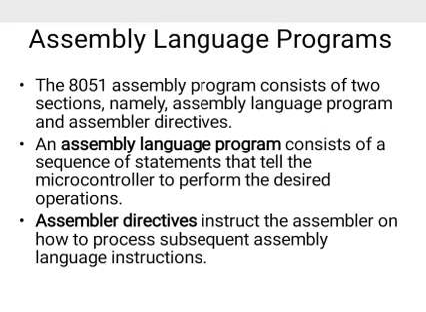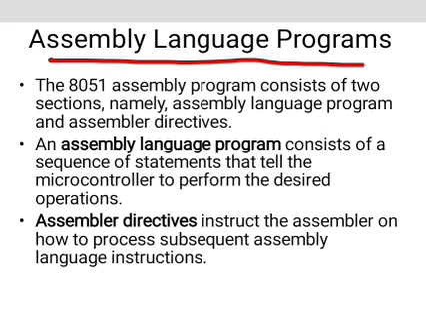Next, assembly language programs. The 8051 assembly program consists of 2 sections, namely assembly language program and assembler directives. An assembly language program consists of a sequence of statements that tell the microcontroller to perform the desired operations, that means desired functions. But assembler directives instruct the assembler on how to process subsequent assembly language instructions.